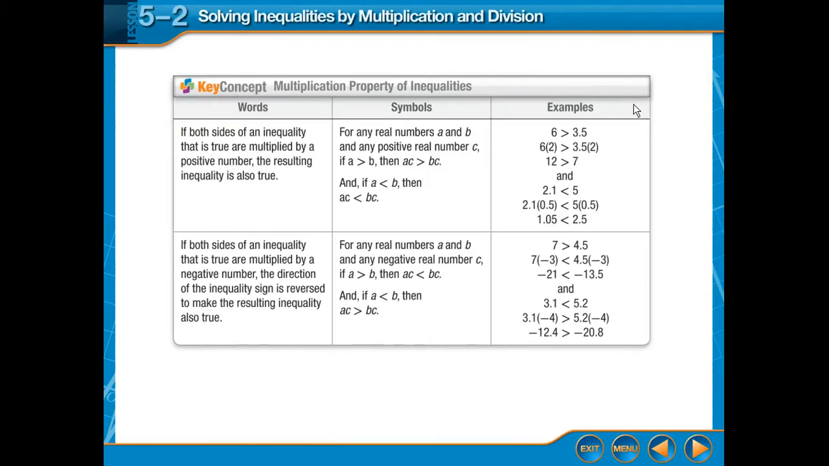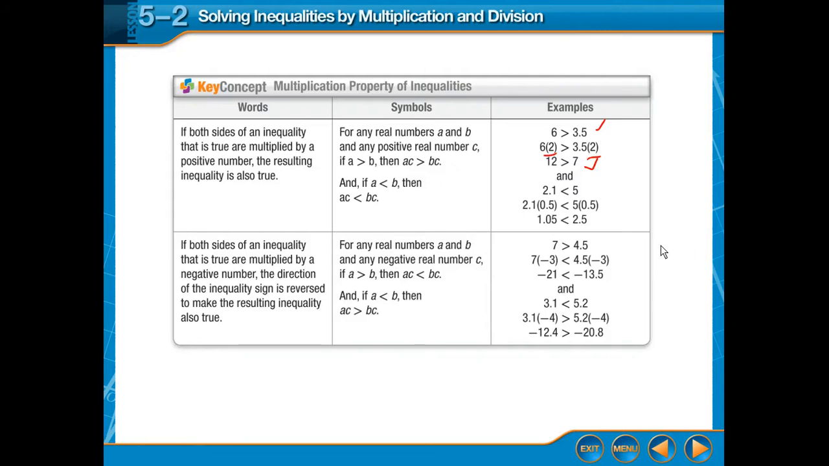If both sides of an inequality that is true are multiplied by a positive number, the resulting inequality is also true. So for example, if I have 6 is greater than 3.5 and I multiply both sides by 2, I get 12 is greater than 7. So it stays true when you multiply by the same number.